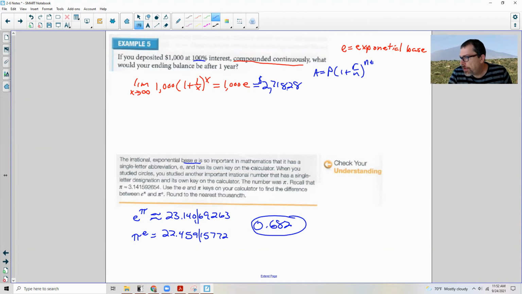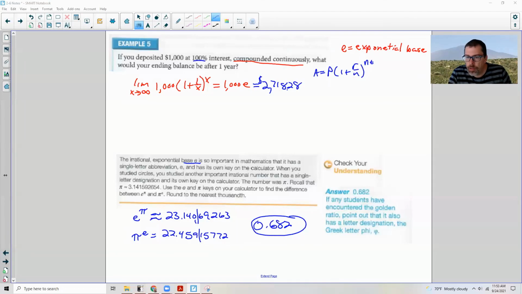Okay, and I'm going to bring something that's pretty interesting. So it says the answer is 0.682, which we got, and it says if any students have encountered the golden ratio, point out that it also has a letter designation, the Greek letter phi. Okay, so there you have it.